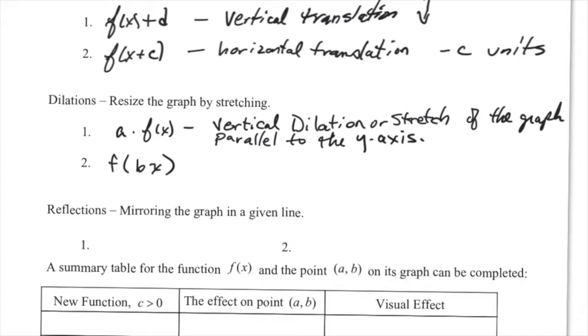Next is dilations, and that will resize the graph basically by stretching it. If you multiply f of x times some constant a, that's going to result in a vertical dilation, or a stretch of the graph. That's going to be parallel to the y-axis, and it's going to stretch by a factor of a units.